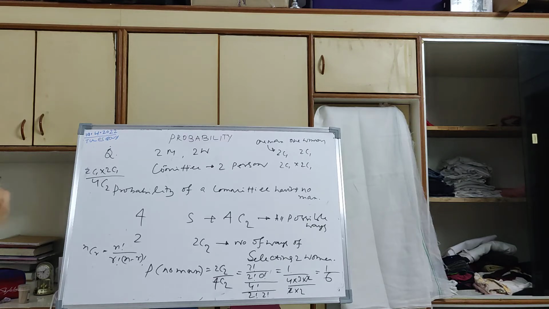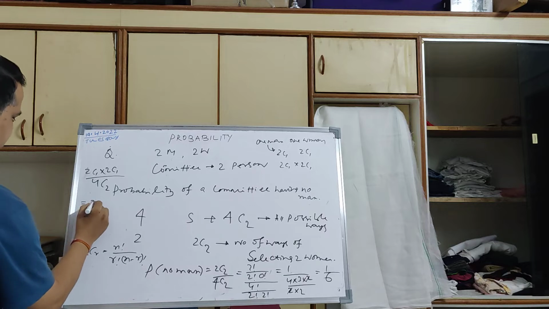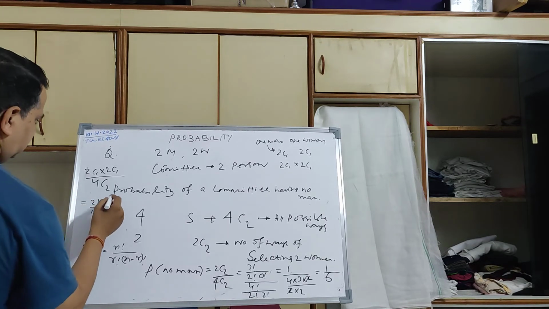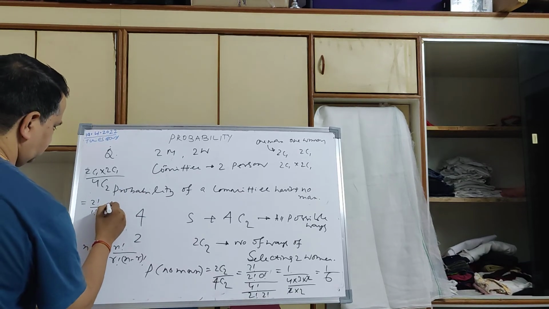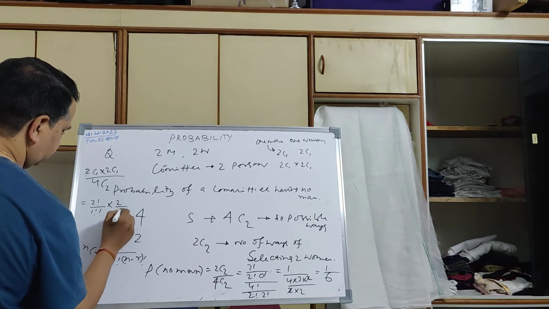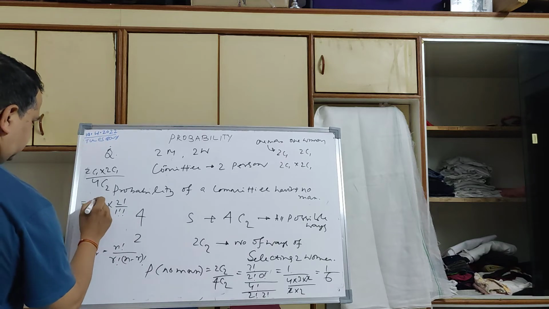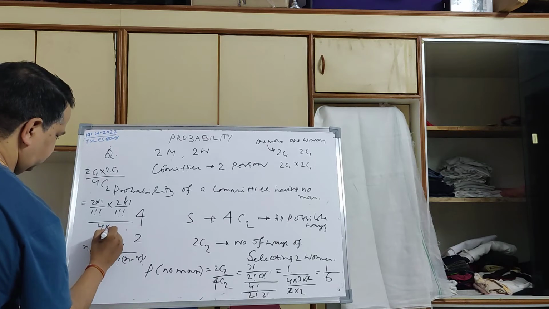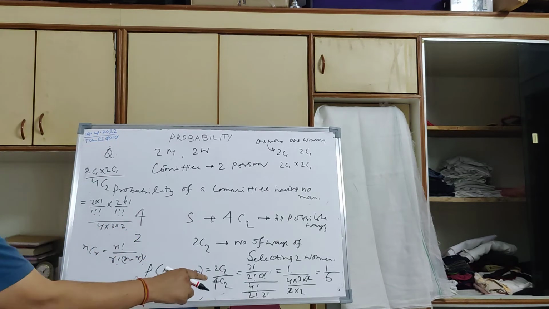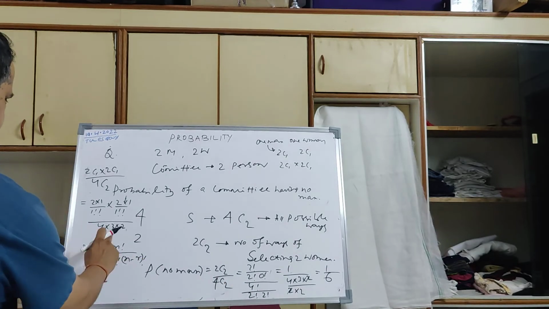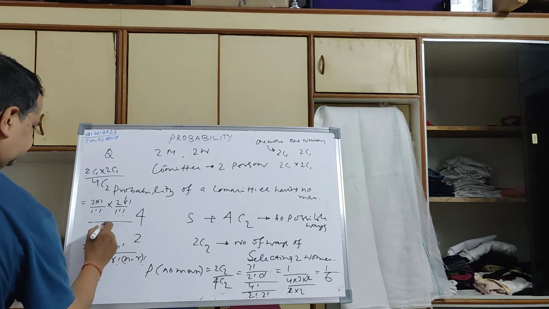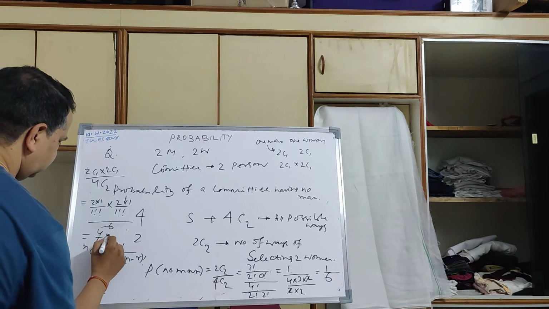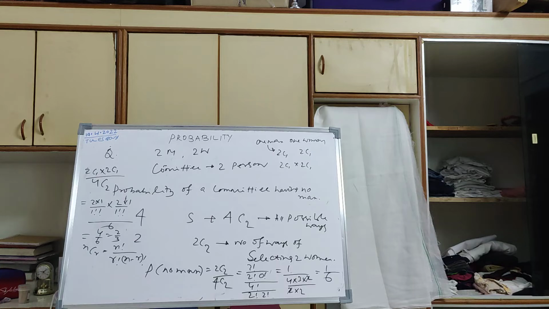So 2C1 is nothing but 2 factorial by 1 factorial times (2 minus 1) factorial, so this is 2 into 1, that is 2. Then 2 into 2 is 4, divided by 4C2, which we have already found out to be 6. So 4 by 6 becomes 2 by 3. This is the answer.